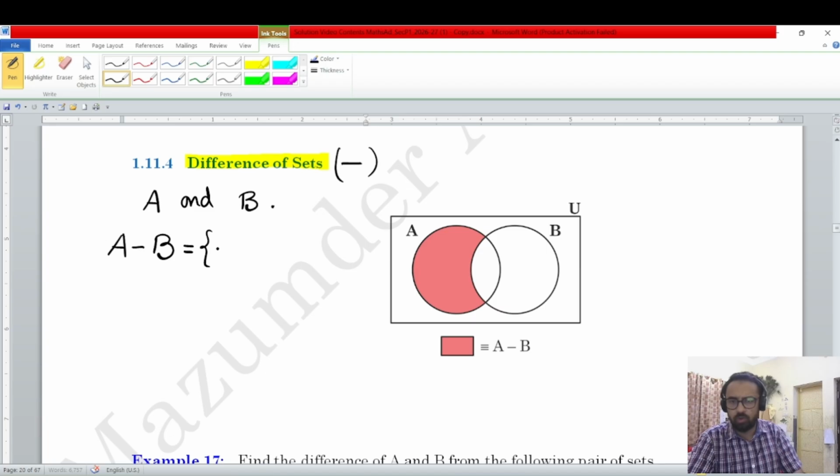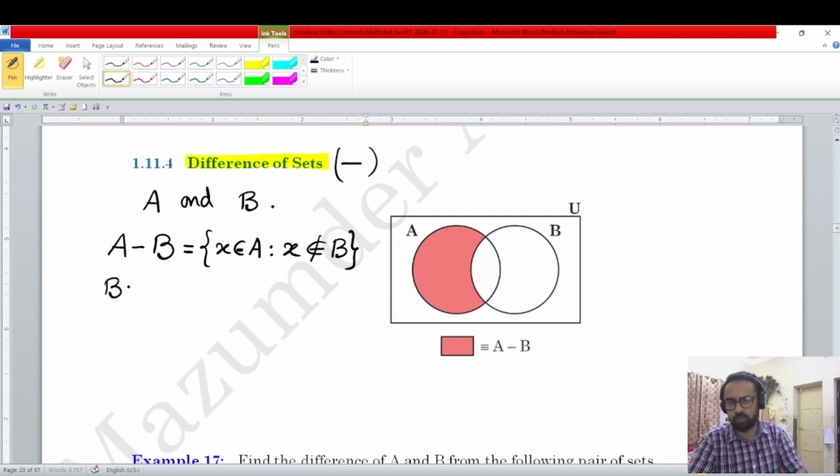the definition? All those x in A such that x not in B. That means what? Simply, what is the meaning of that? Simply, its answer will be: remove all the common elements between A and B from A. The remaining will be the A difference B.